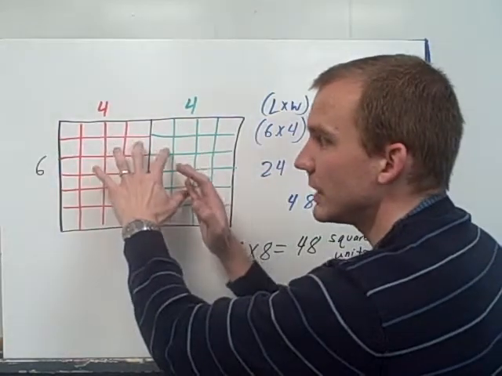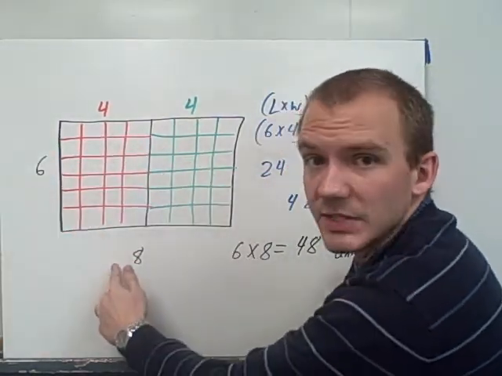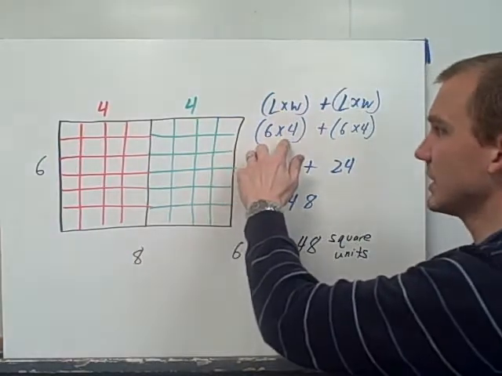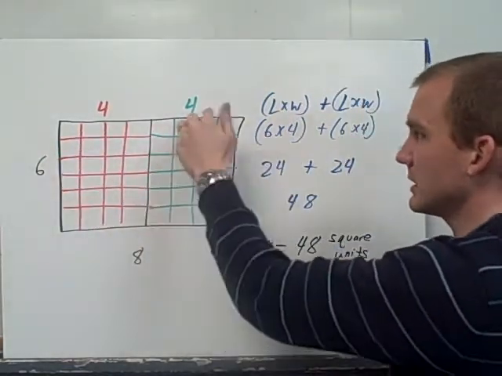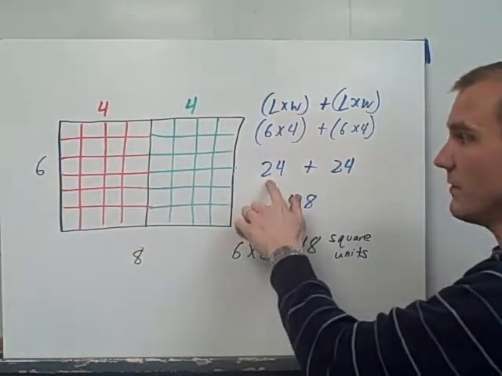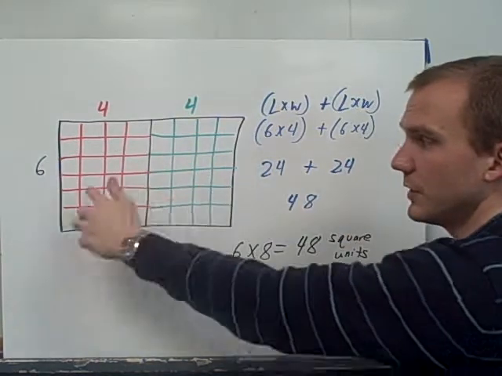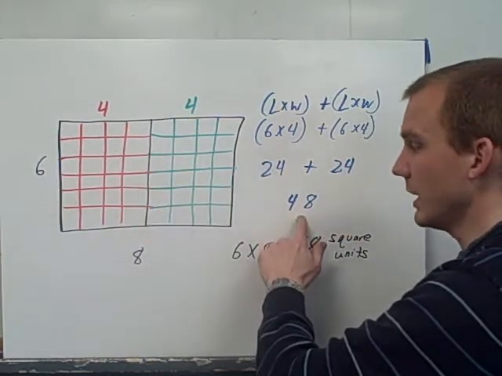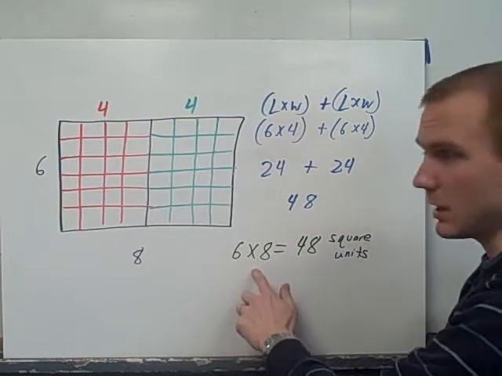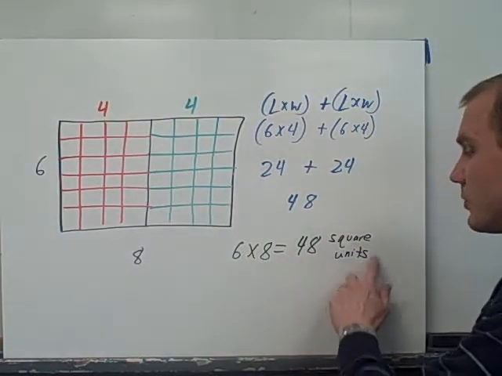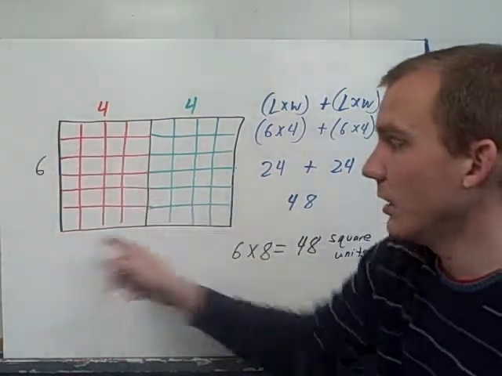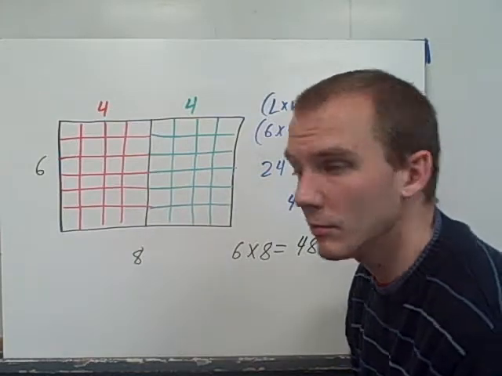If we add these two together, we'll have the 6 times 8. So we do 6 times 4, and 6 times 4, 24 plus 24 for both of these two areas, we get 48. 6 times 8 equals 48 square units would be the area of this whole rectangle.